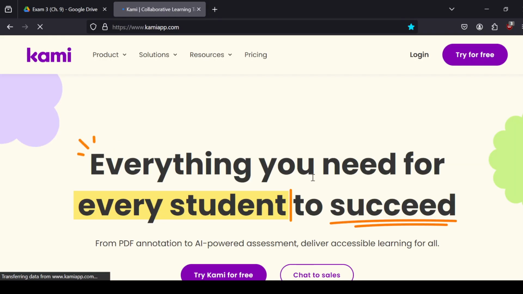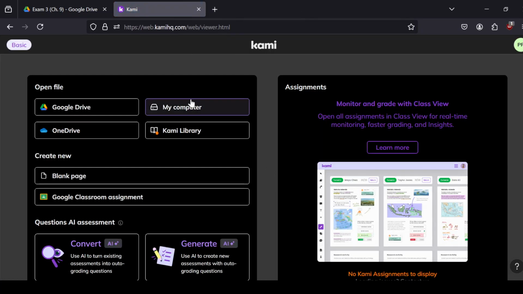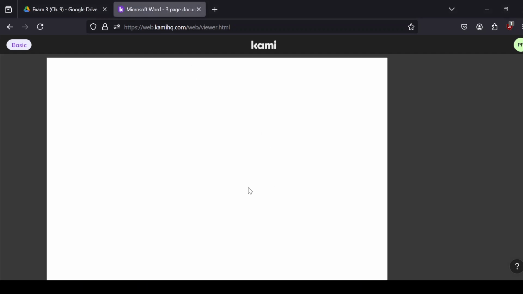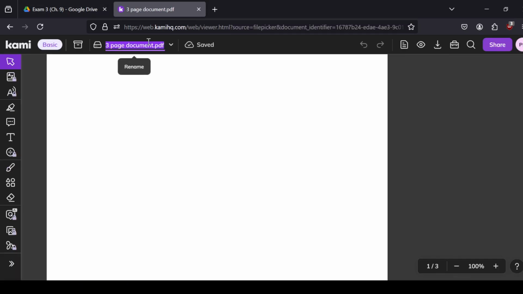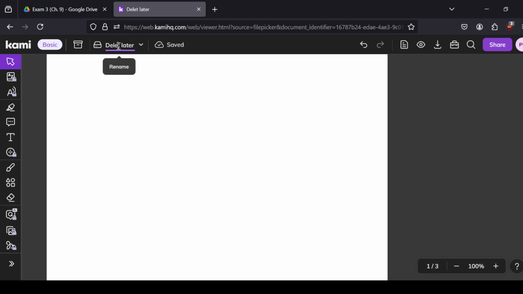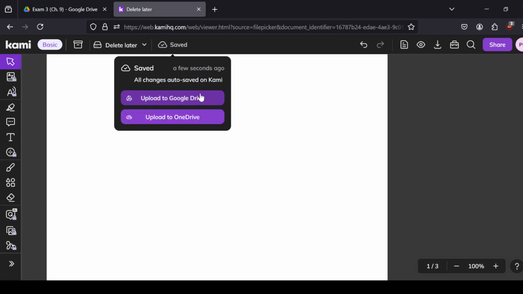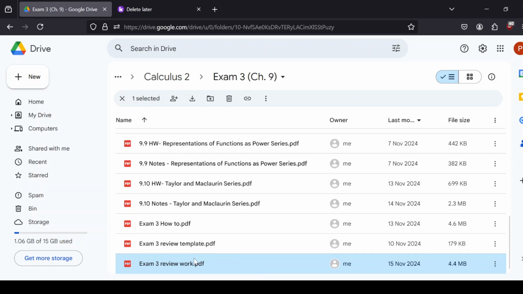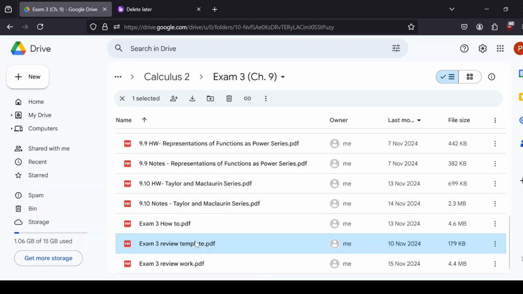So what I'll do is I'll open up a new PDF. I like to use Cammy. I know there's other ways to edit it, but it's just what I've always used. Empty 3-page document. And we'll call this delete later, because I really don't want to save this. It's really just for practice since I already have all the work done.